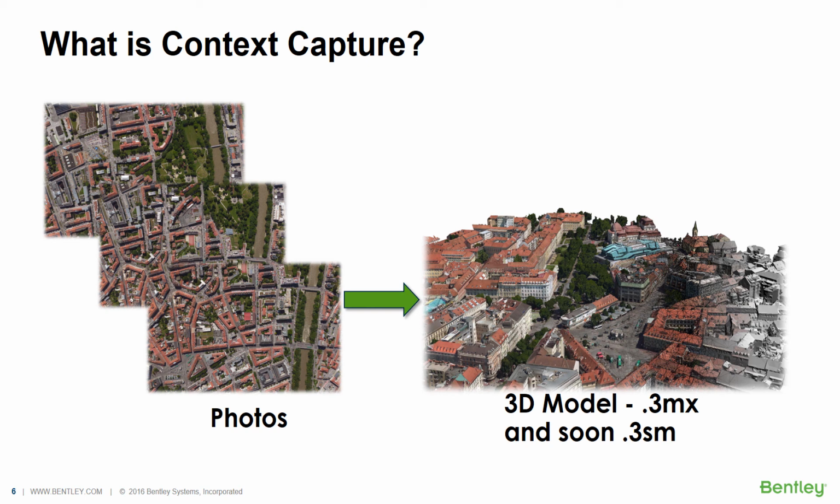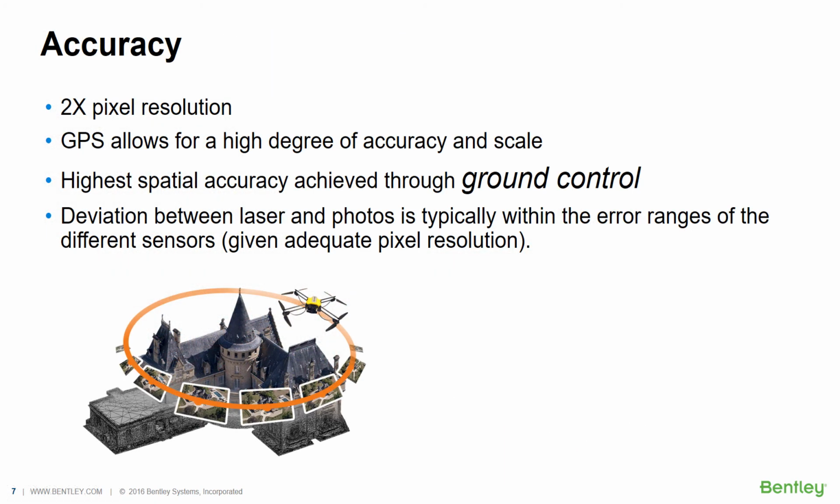But the whole concept behind context capture is taking photos and turning them into three-dimensional models. It's done primarily through drone technology or any other photographic technology. You can use a DSLR, you can use your iPhone or Android phone, whatever you want. So basically, most of these devices are GPS controlled, so there's a high degree of accuracy, and we get a sense of scale from the GPS.